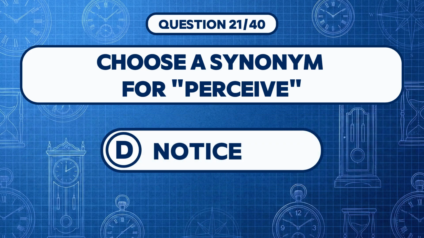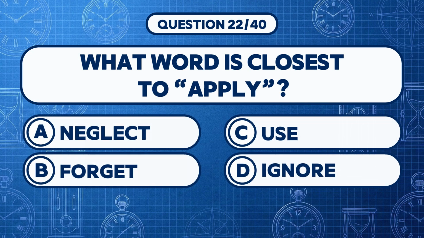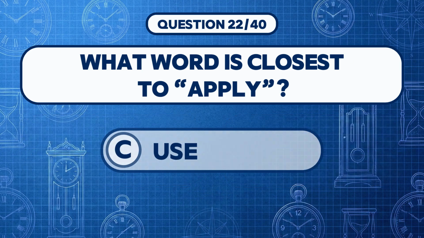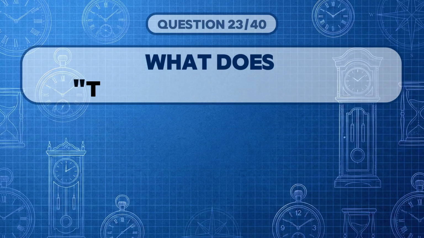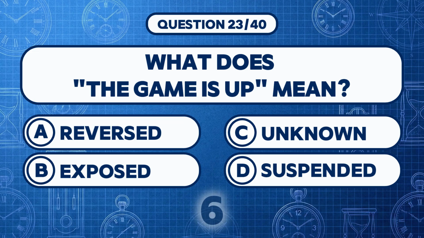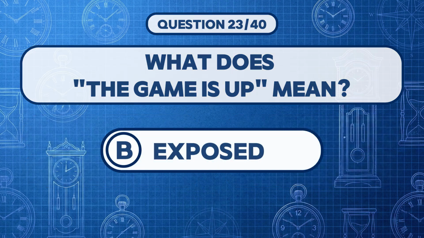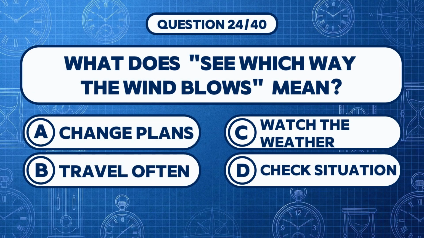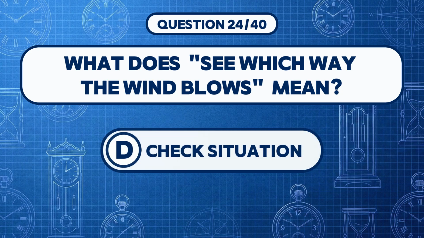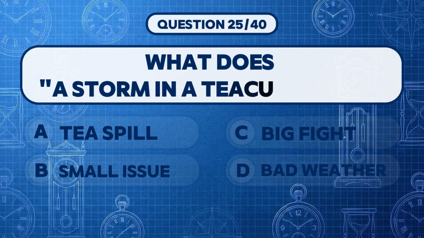Answer D, notice. What word is closest to apply? Answer C, use. What does the game is up mean? Answer B, exposed. What does "see which way the wind blows" mean? Answer D, check situation. What does "a storm in a teacup" mean?